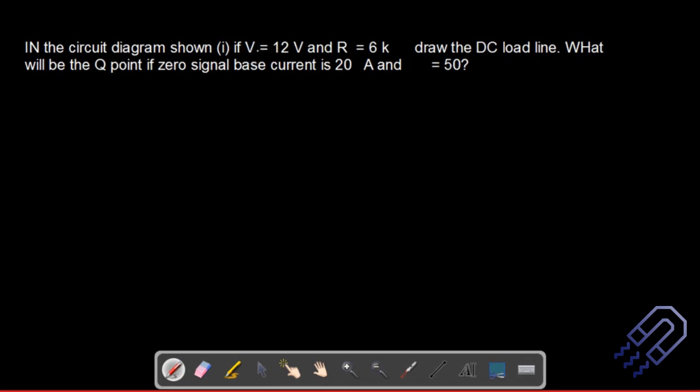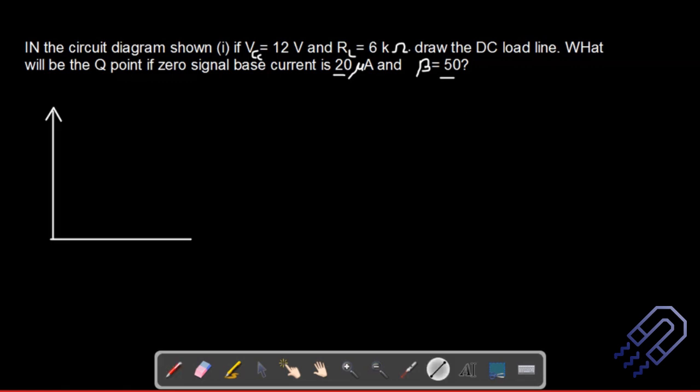So this is VCC, this is RL, this is 6 kilo ohm. Then you have to draw the DC load line. What will be the Q point if the zero signal base current is 20 microamperes, and beta is equal to 50? First draw the DC load line, and then I can tell you the idea about zero signal current. There is zero signal base current. You can also get zero signal collector current, which will be IC. If you have the base current and you know the value of beta, you can find out the collector current. Based on that, you can find out the operating point.